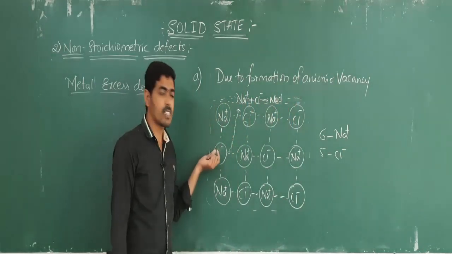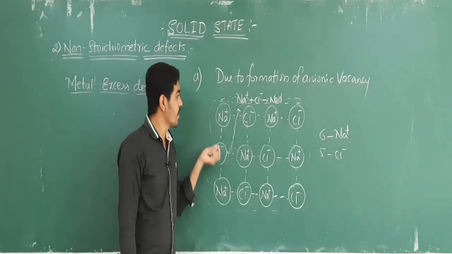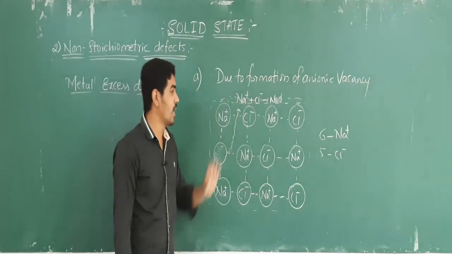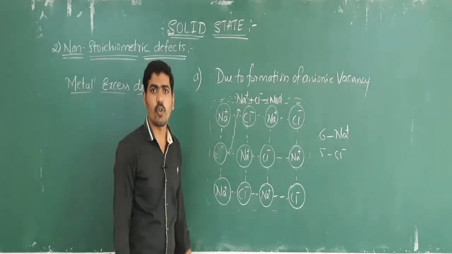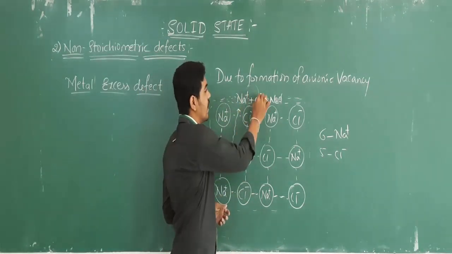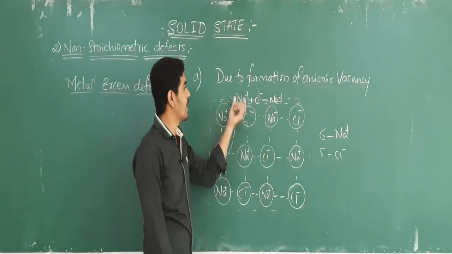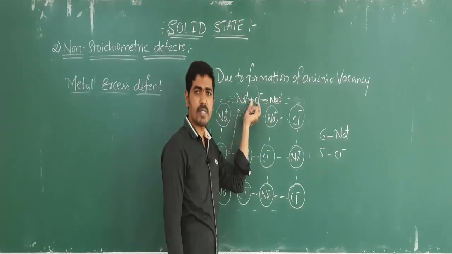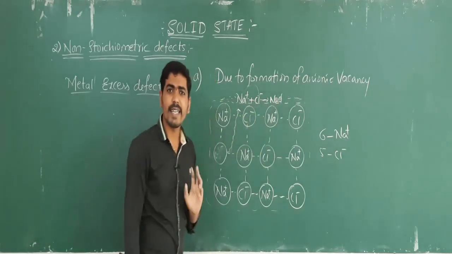The Cl- which is present here is moved to the surface of the crystal and reacts with Na, sodium vapors. That sodium Na will give one electron to Cl and becomes Na+, and Cl accepts the electron and becomes Cl- and forms NaCl.